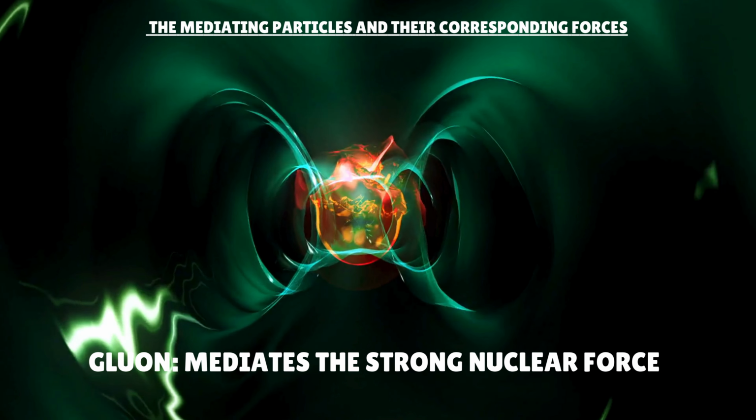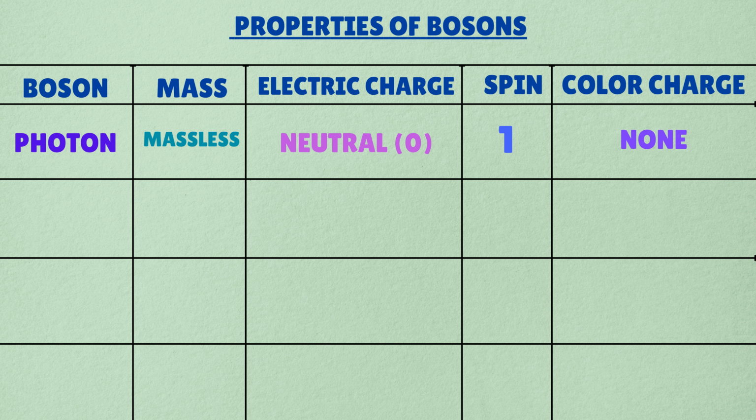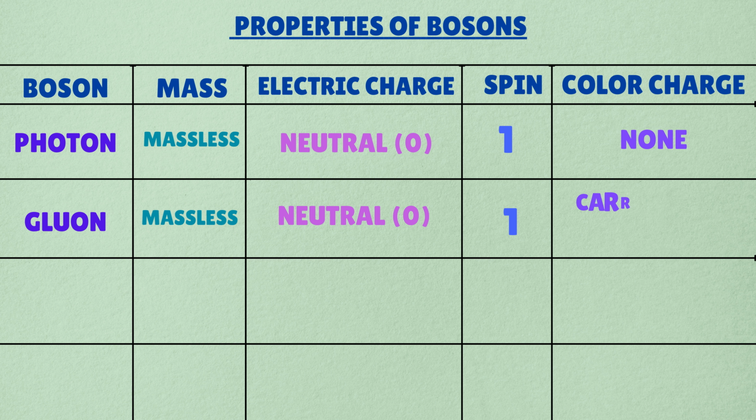Photon. The photon is massless, meaning it has no mass. It is electrically neutral with no charge and has a spin of 1. The photon does not carry color charge, meaning it doesn't interact via the strong force. It's the force carrier for electromagnetism. Gluons, like photons, are massless. They're also electrically neutral. With a spin of 1, gluons carry color charge. They mediate the strong force, holding quarks together within protons, neutrons, and other hadrons.